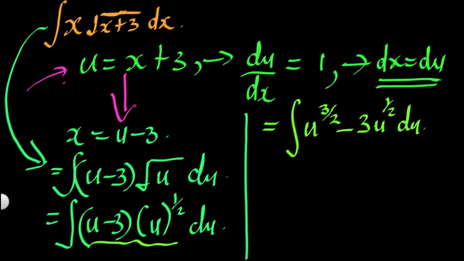du. Now what we have here can be integrated easily. It's just a matter of adding 1 to our power and dividing by the new power. So if we add 1 to 3 over 2, we get 5 over 2.